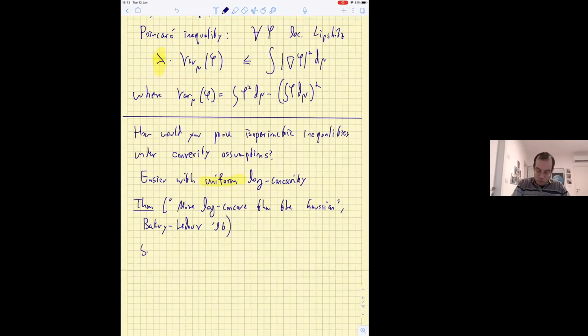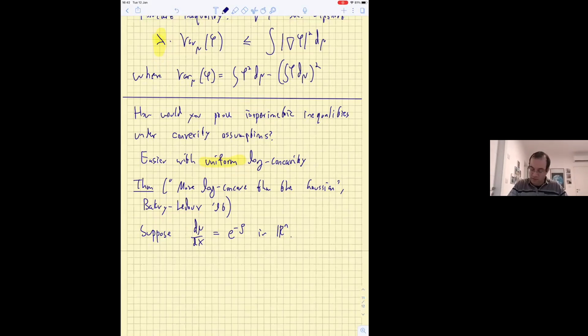So this is the reference. Suppose you have a measure mu on R^n. I said it's d mu over dx is e to the minus rho in R^n. If the Hessian of rho is non-negative, this means that rho is convex, so mu is log concave. Let's assume a bit more, a uniform lower bound on the log concavity. Let's assume that the Hessian matrix of rho is always at least t times identity for any x in R^n.